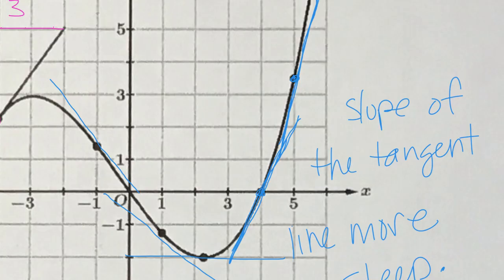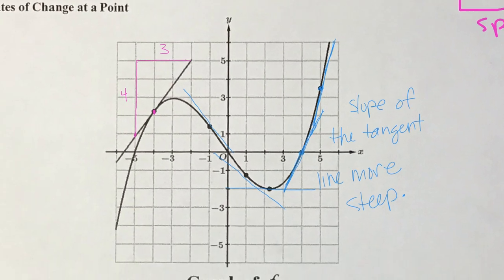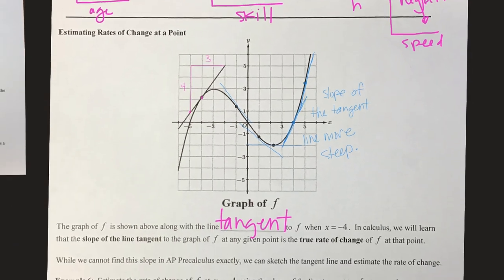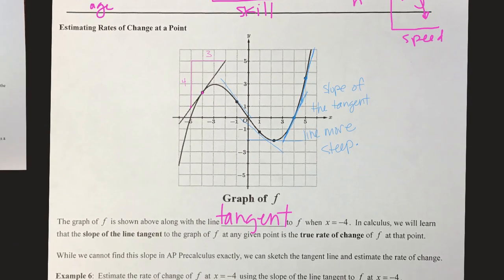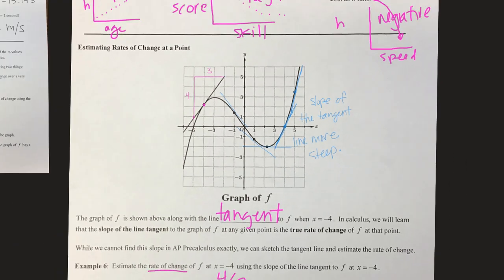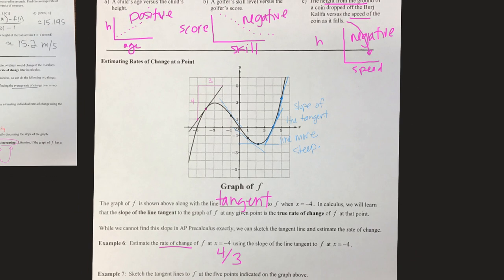So that's how we can estimate it in pre-calculus, by trying to calculate the slope of the line at that exact tangent point. But once again, in pre-calculus, we can only estimate it because we don't have the calculus skills to find it exactly.